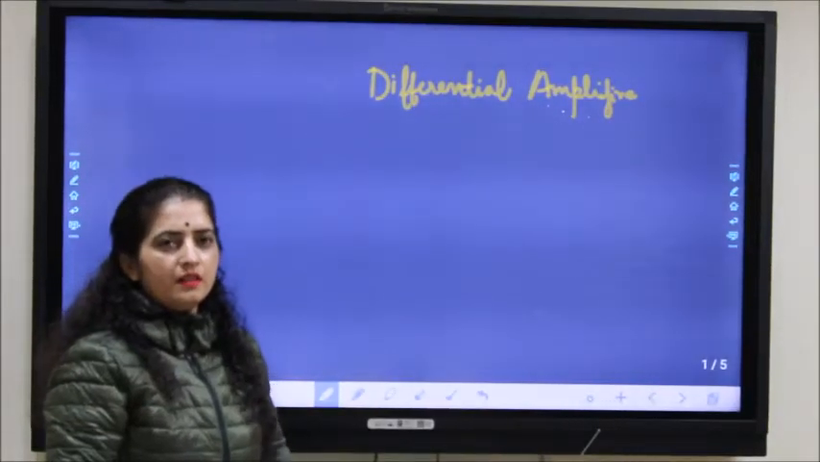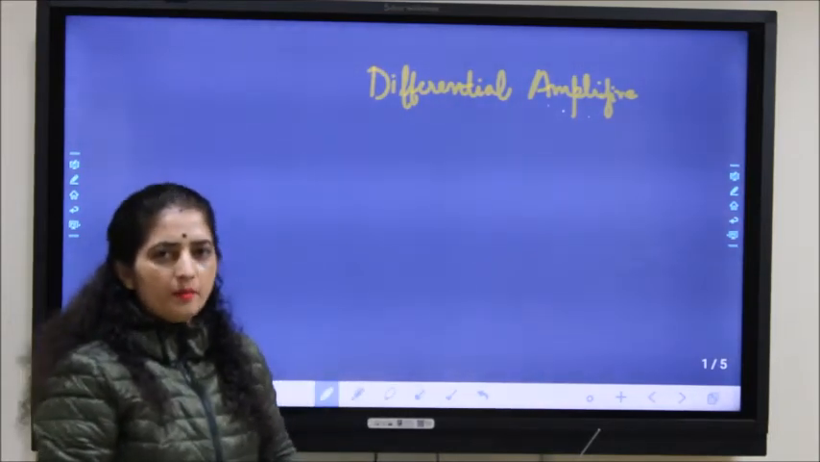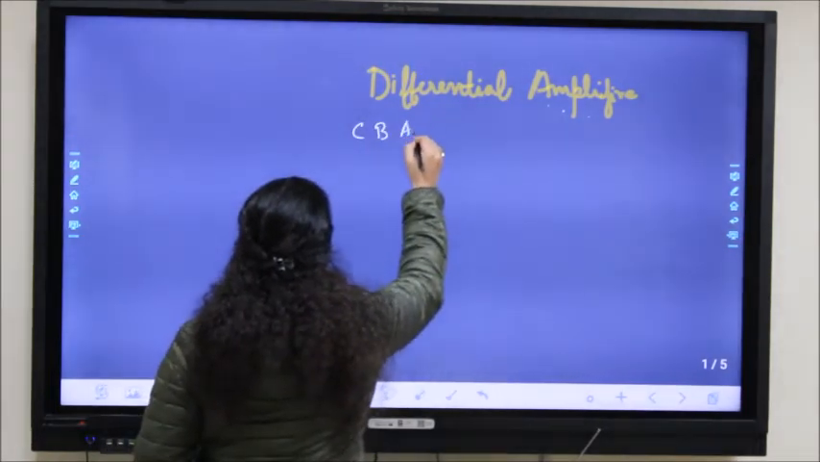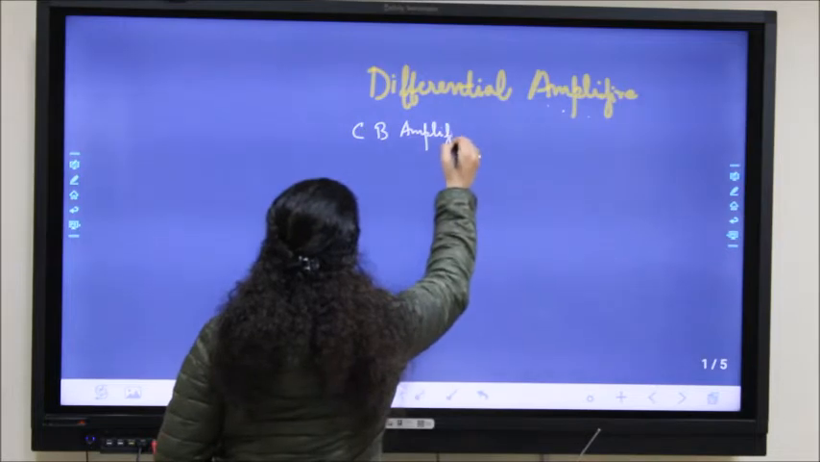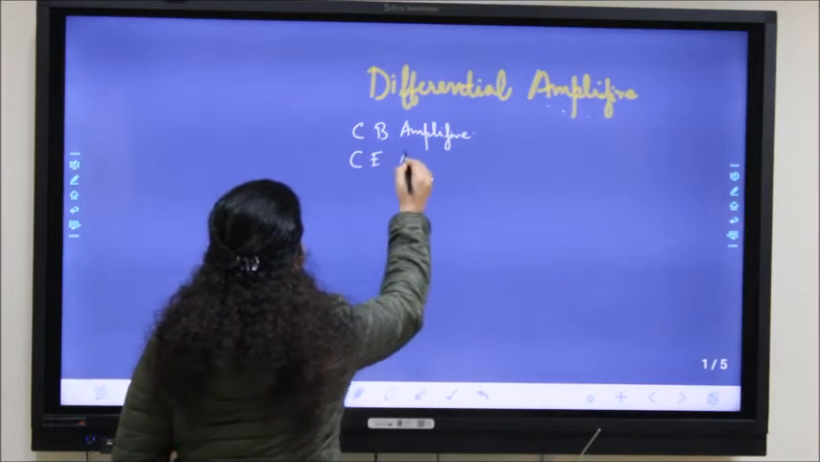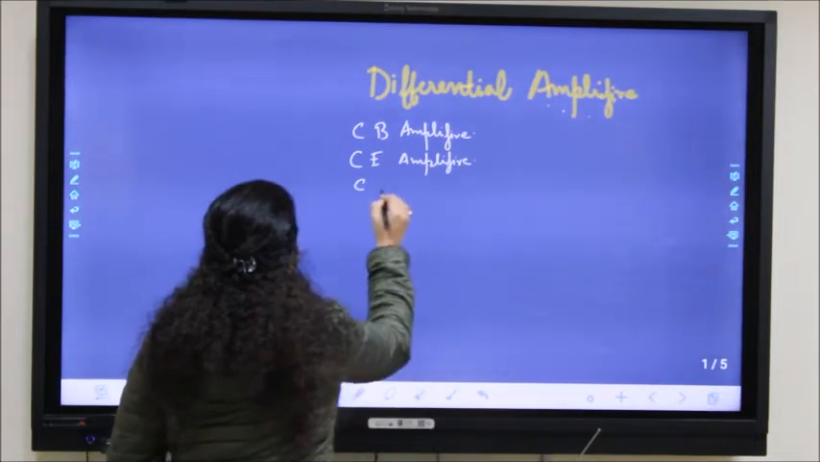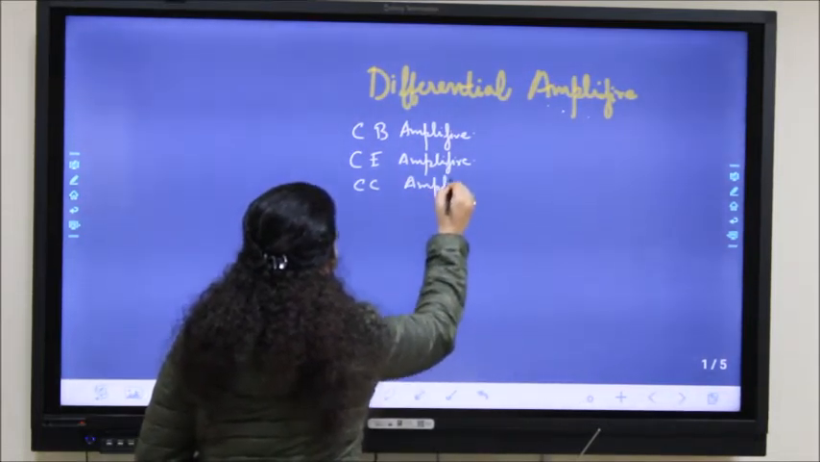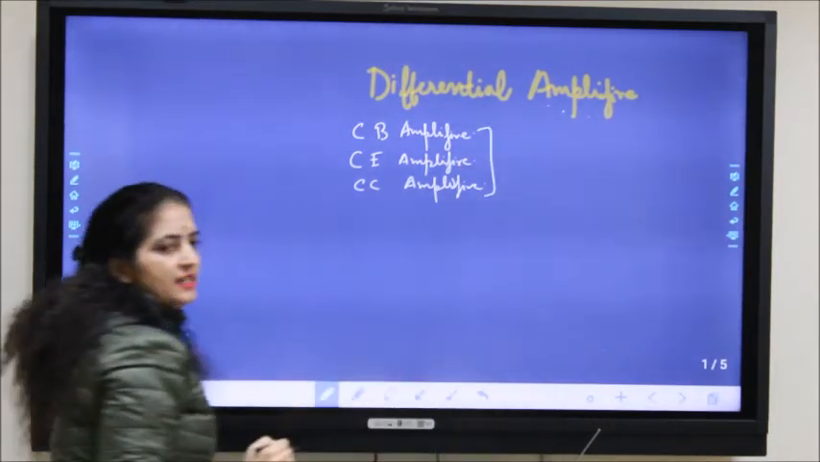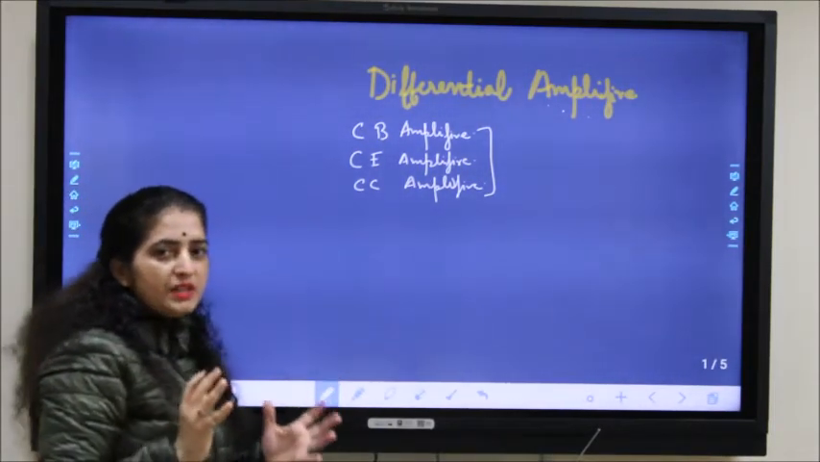Good morning, students. In the last lecture we discussed the conventional amplifiers, that is the common base, then the common emitter amplifier, then the common collector amplifier. These three are the conventional amplifiers as we have discussed in the last lecture. So today we will discuss the composite amplifier.